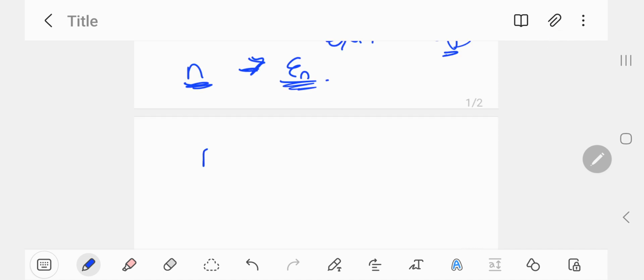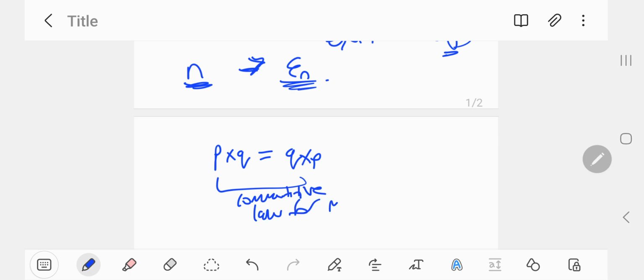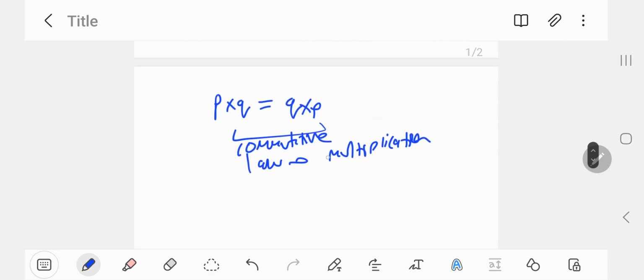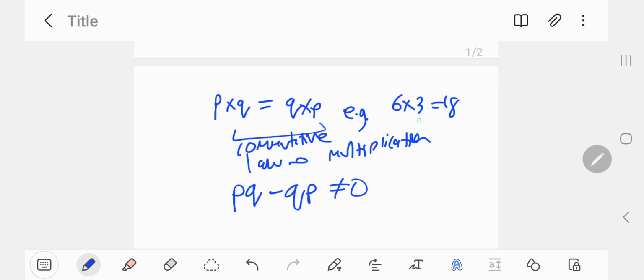Now, classically, we know that P times Q is the same thing as Q times P. This is called the commutative law for multiplication. It doesn't matter in which order you multiply two things, you'll get the same result if you swap them around. But in quantum mechanics, this isn't necessarily the case, and he included a quantum postulate. He supposed that PQ minus QP isn't in fact equal to 0. For example, suppose you've got 6 times 3, that's 18. Well, 3 times 6 is also 18.